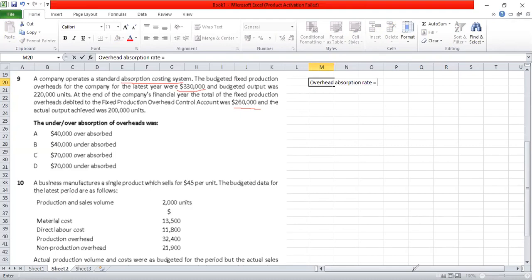If that is the case, and the budgeted output was 220,000, we go ahead with that only. The overhead rate will be 330,000 divided by 220,000. So tell me how much would it be? 1.5 per unit. So how much overhead did they charge? That is what we have to look into. They would be charging the overheads at the rate of 1.5 per unit.